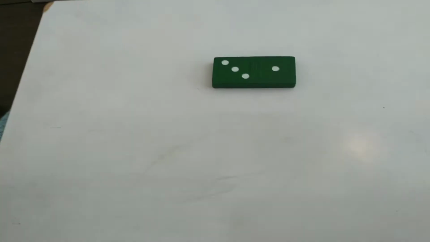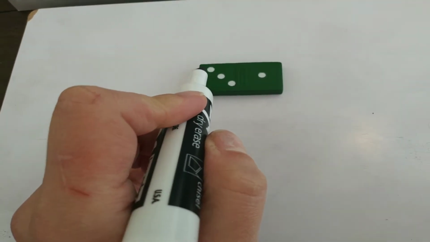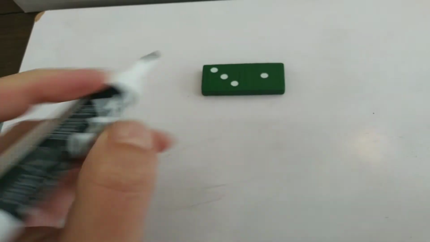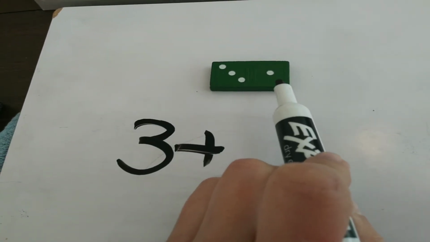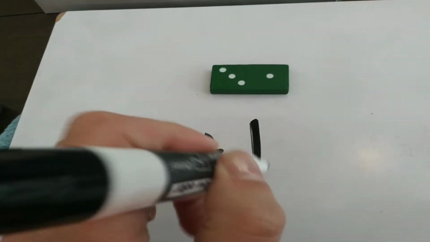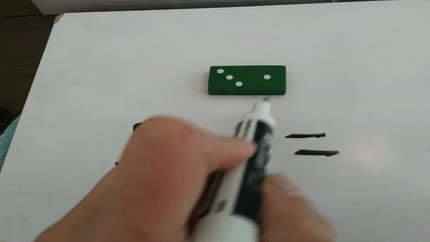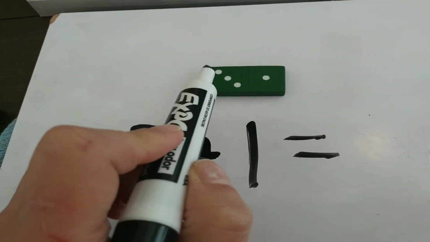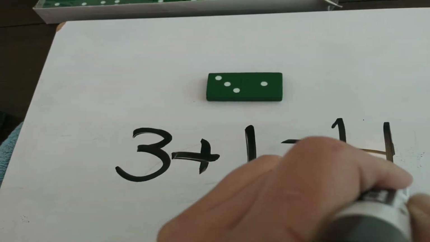Let's try this one. I have how many over on this side? Count the little dots. 1, 2, 3. I have 3, right? How many here? Good. 1. So 3 plus 1 equals how many? I have to count all of the dots all together. 1, 2, 3, 4. Good job.